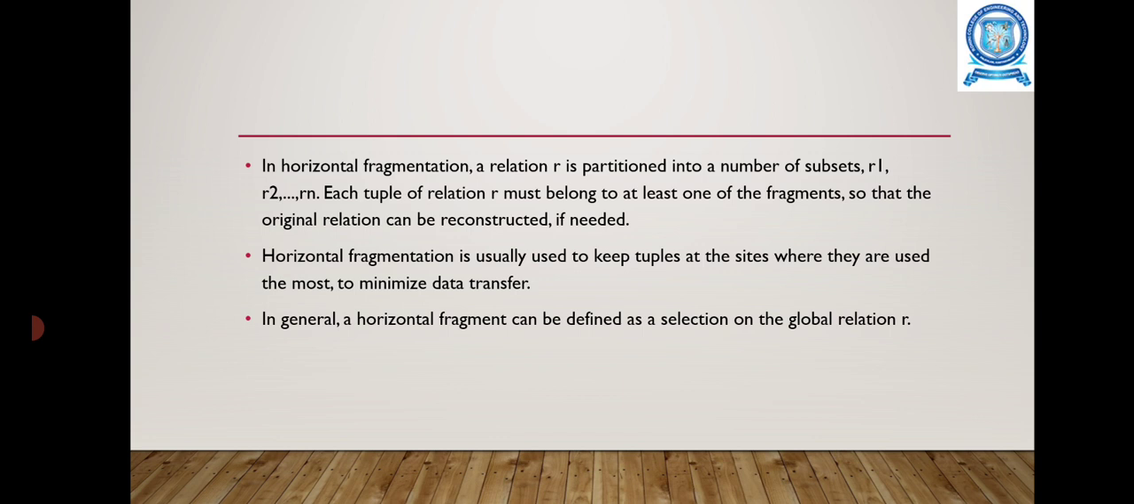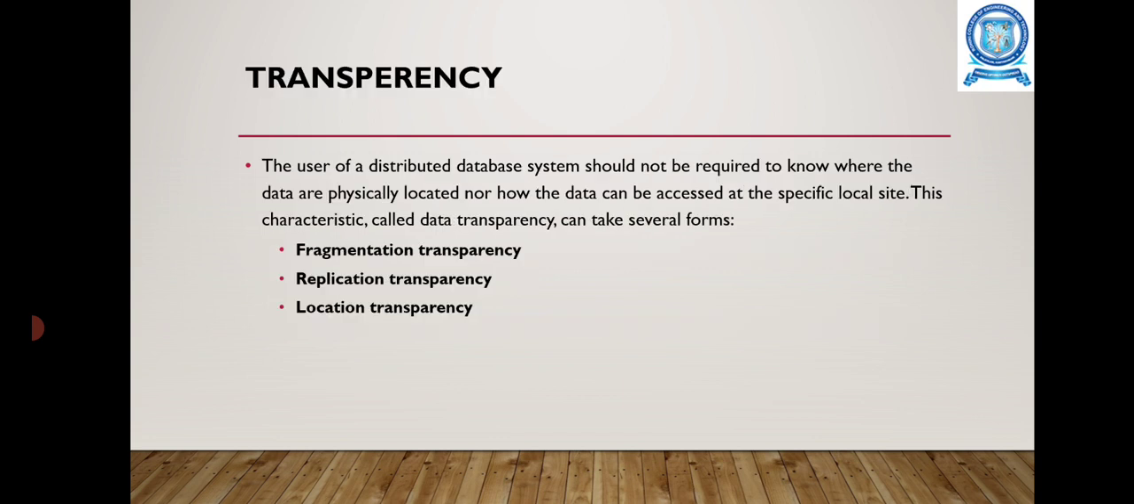Horizontal fragmentation is usually used to keep tuples at all the sites where they are used the most, to minimize data transfer. In general, a horizontal fragment can be defined as a selection on the global relation R.